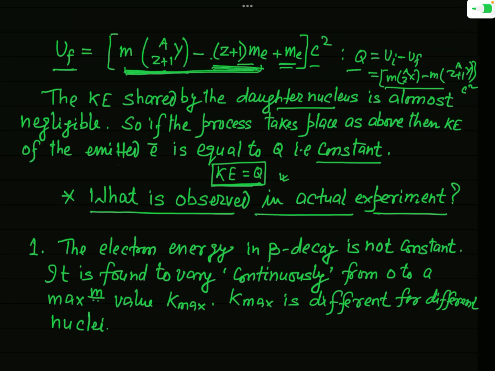But you will be surprised that in actual observation, in actual experiment, the kinetic energy of the beta particle or the electron is not constant. When the experiment is performed to measure the kinetic energy of this beta particle or electron, it is found that the kinetic energy of the electron is not constant, but it varies continuously from 0 to a maximum value, K max. And this K max is different for different nuclei.